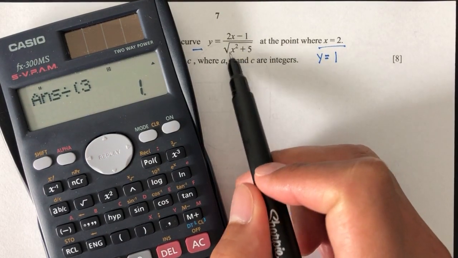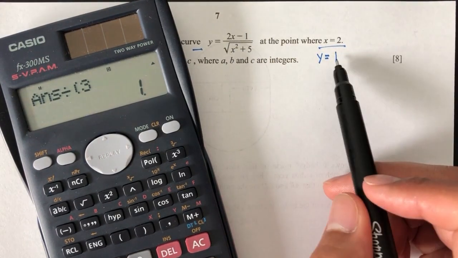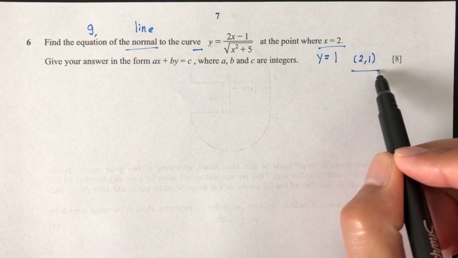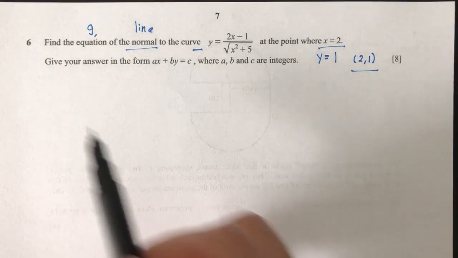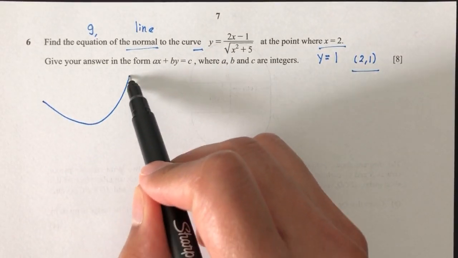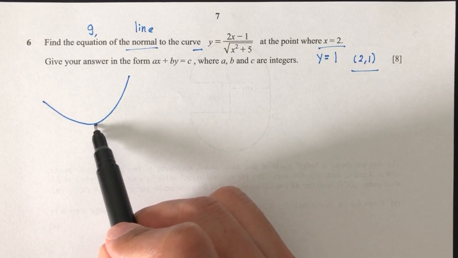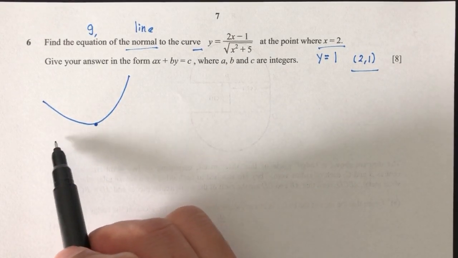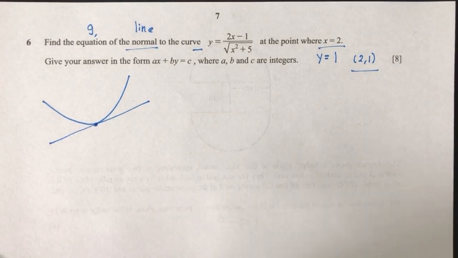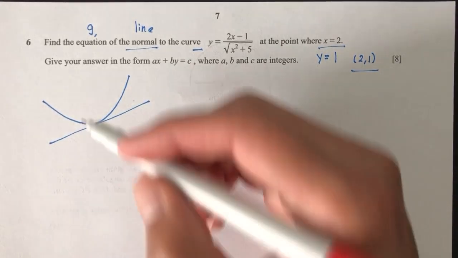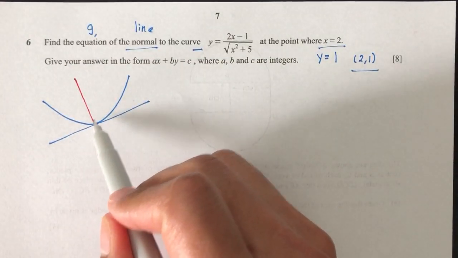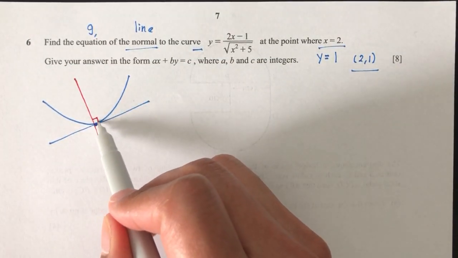So the square root of 4 plus 5 is 9. So 3 over 3 is 1. So the line of the normal passes through the point (2, 1). So that's a good thing to have for now. So we have to understand what we are looking for. For example, let's say the curve y is in this shape. And at point x equals 2, let's say it's here, and we have a tangent here, which represents the gradient at this point, x equals 2. So now, the equation of the normal is the equation of this line, the red line. It passes this way through this point at 90 degrees.